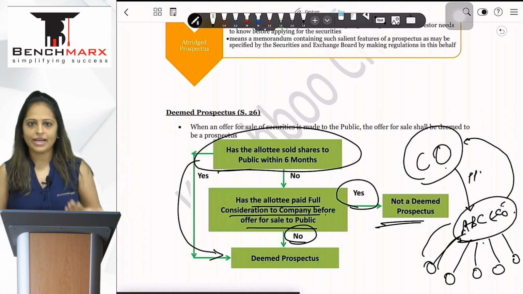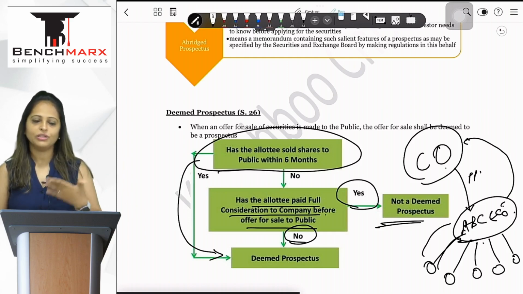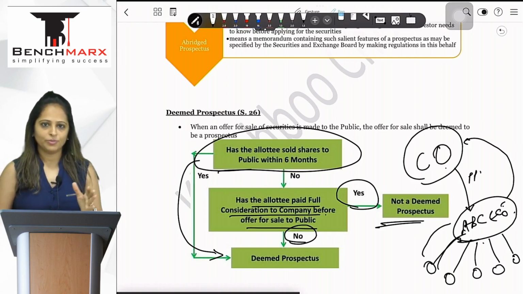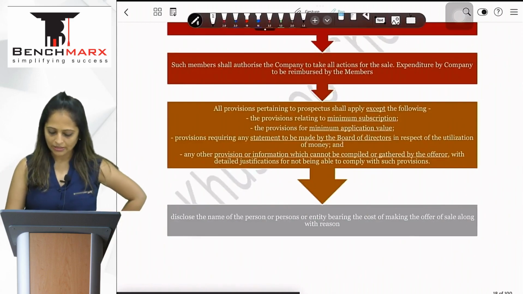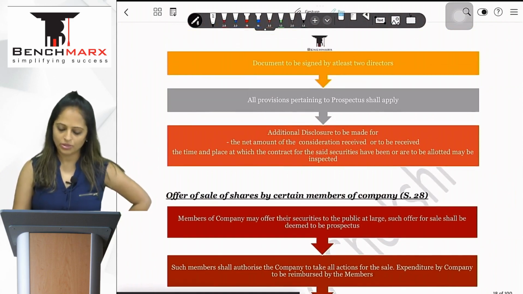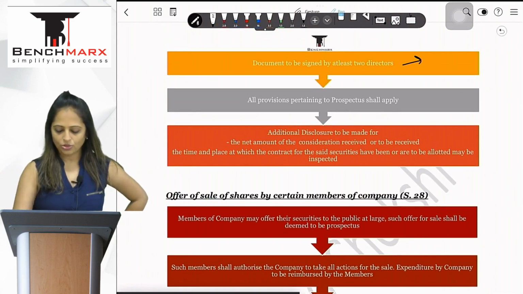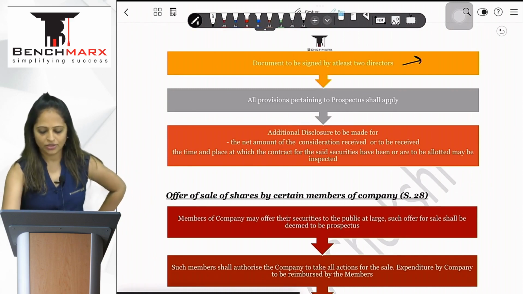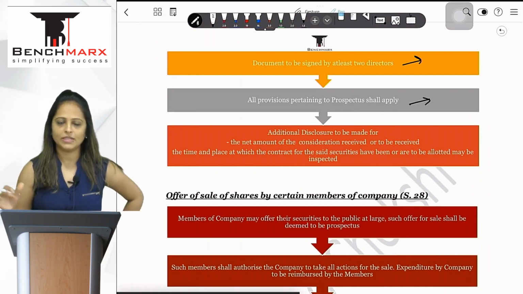Other than that, any advertisement, any other form by which you are giving out the shares to the public at large will be considered to be a prospectus as per your section 270. Now, if it is a deemed prospectus, what all things are you required to do? You have to have a document, it has to be signed by 2 directors. All the provisions pertaining to prospectus shall apply.